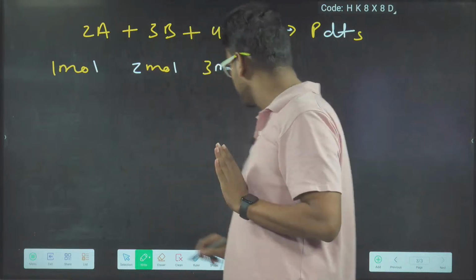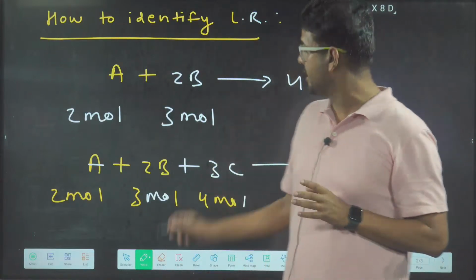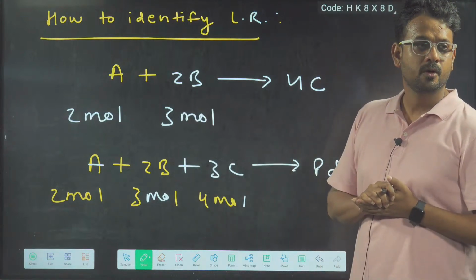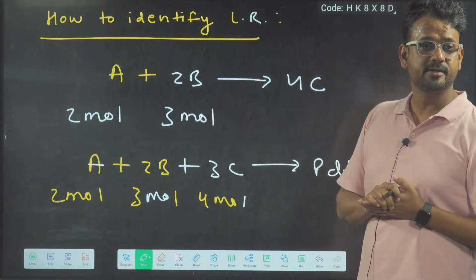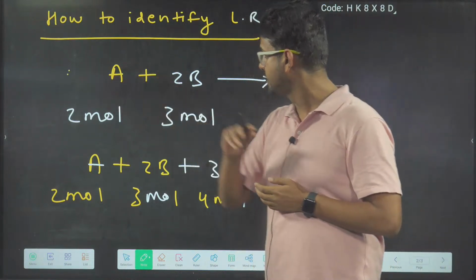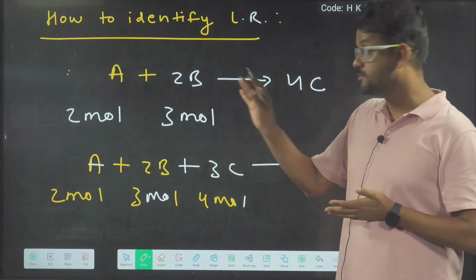I hope you are able to understand the situation. And who is the limiting reagent in this case? No. It is B, it is not A.